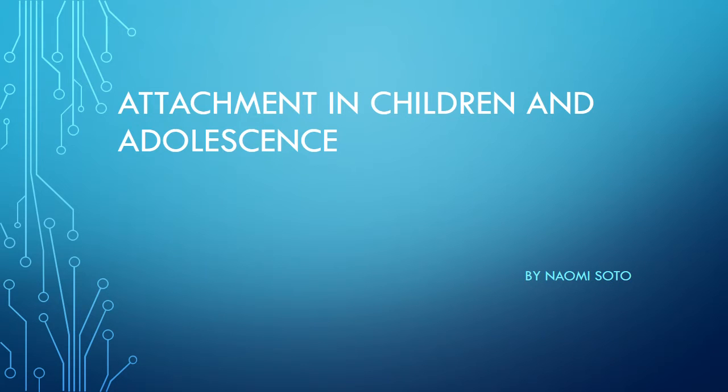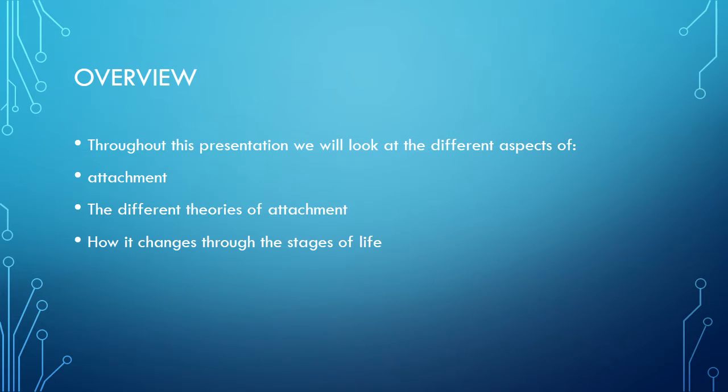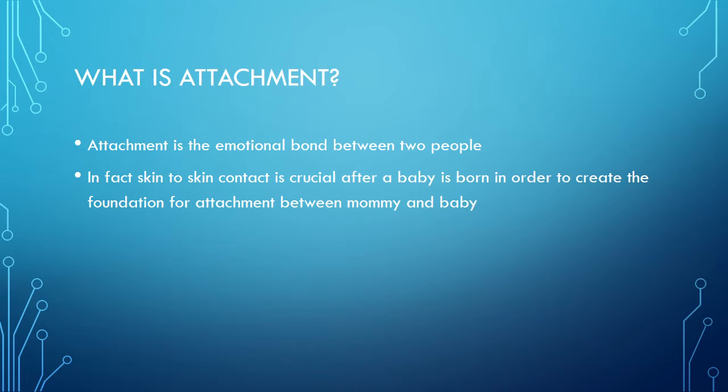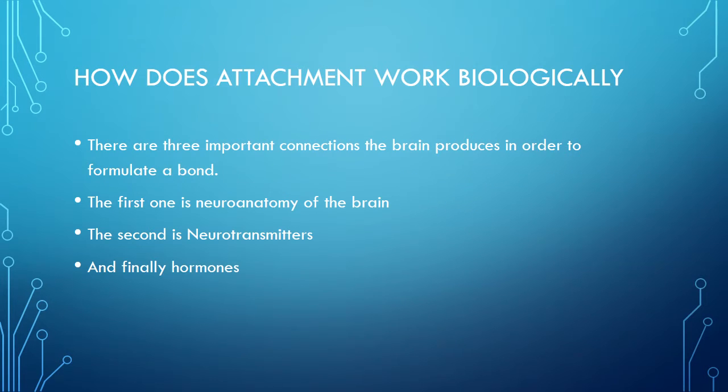Attachment in children and adolescents. Throughout this presentation, we will look at the different aspects of attachment, the different theories of attachment, and how it changes through the stages of life. What is attachment? Attachment is the emotional bond between two people. In fact, skin to skin contact is crucial after a baby is born in order to create the foundation for attachment between mommy and baby.